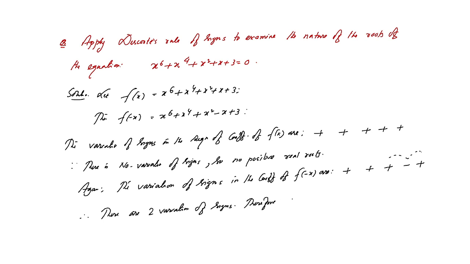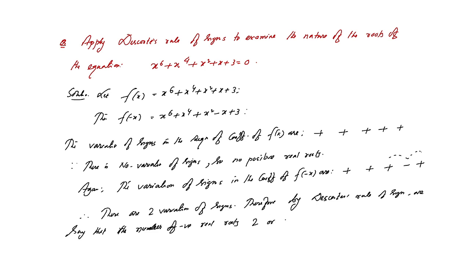Therefore, by Descartes' rule of sign, we say that the number of negative real roots does not exceed the variation of sign, or does not exceed 2. That means it will be 2. If it is less, then it will be less by an even number. So 2 minus 2, so either 2 or 0.